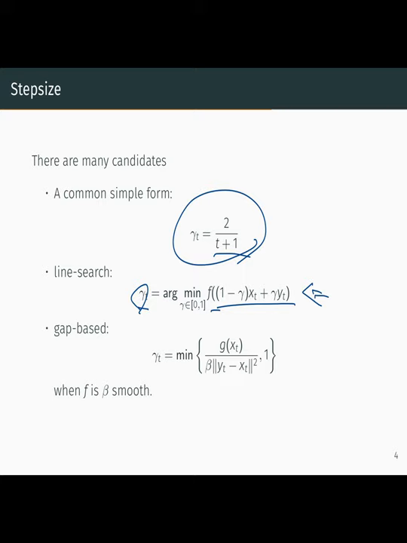Or you can define this gamma t using the duality gap g of xt. So when f is beta smooth, this is one possible way to define gamma t.